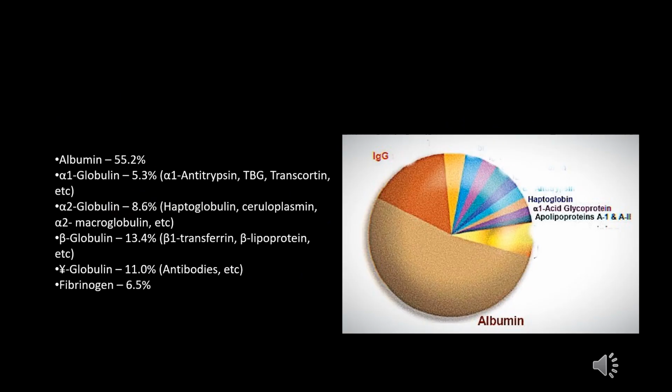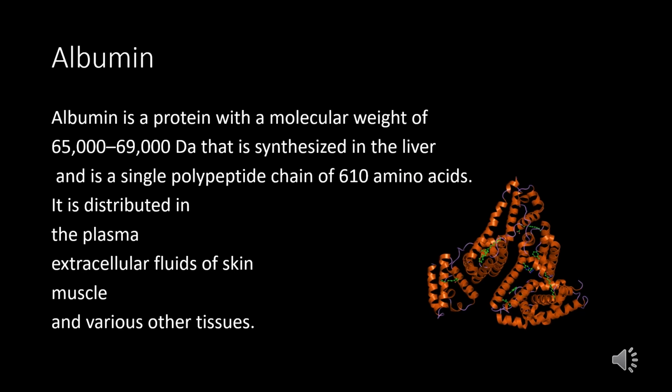If we look at the percentage proportions of the various proteins, you can see that albumin holds the highest proportion, that is 55.2% as compared to other proteins. Okay, now the albumin structure. Basically, it is synthesized in the liver and it is a single polypeptide chain of 610 amino acids.